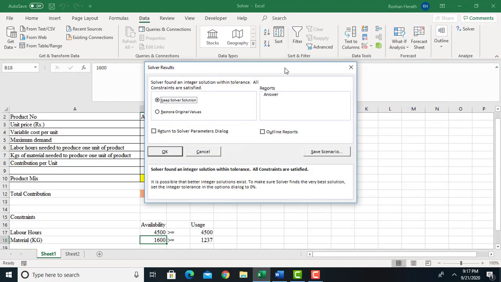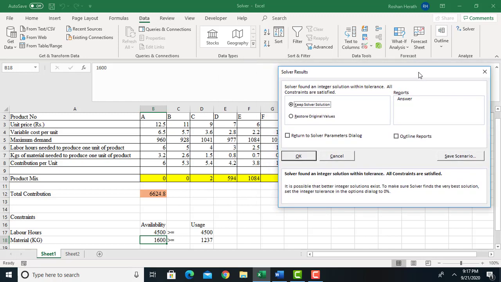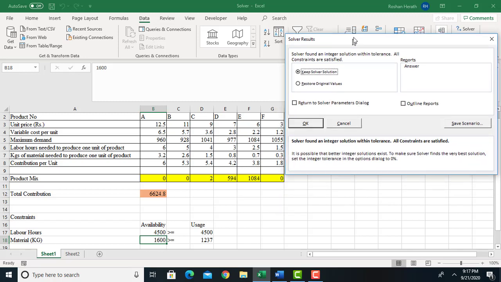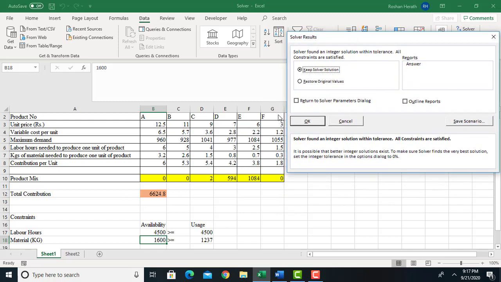So once you click that, you can see two important things are there. It will ask you, once you solve this, do you want to keep this solver solution? So in fact, that's what we want to do. We want to keep the solver solution. So here you can see, once you click that, the answer has come. Once you click solve, it has solved. So at the moment you can see that your product mix has changed, the contribution has changed, and also you have satisfied all the constraints.